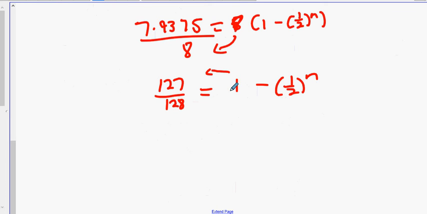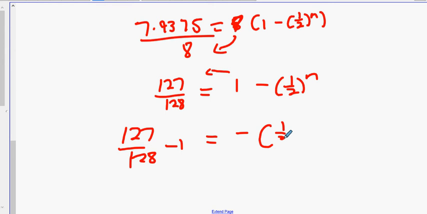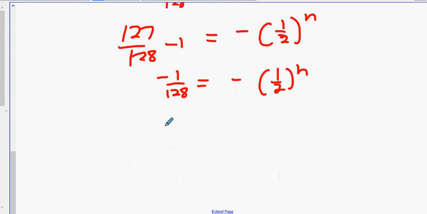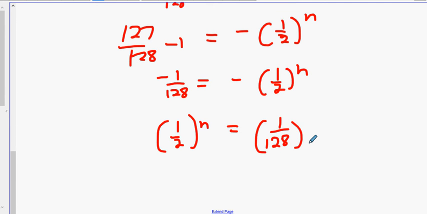127 over 128 equals 1 minus a half to the power of n. Bring the 1 over the other side, so it's 127 over 128, take away 1 equals minus a half to the power of n. And then this will equal minus 1 over 128 equals minus a half to the power of n. Multiply both sides by minus, so a half to the power of n equals 1 over 128. Okay.